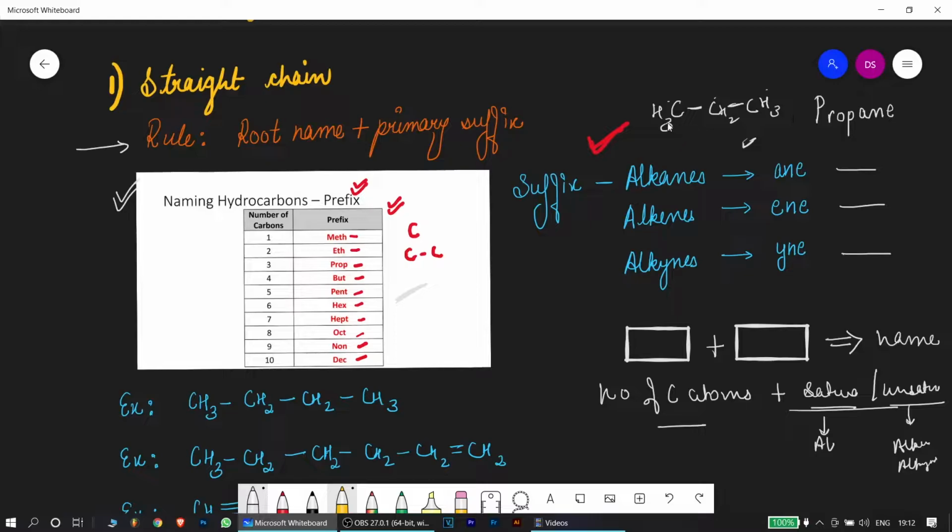Now if it would have been CH3 CH double bond CH2, then what would have happened? Now the naming would have changed. How many carbon atoms are there? 1, 2, 3, still prop, plus it is now going to be ENE because it is having a double bond, which is alkene, right? So it is going to be propene, right? Now I hope this is clear to all of you. Let us do some more examples in order to make this more clear to you.